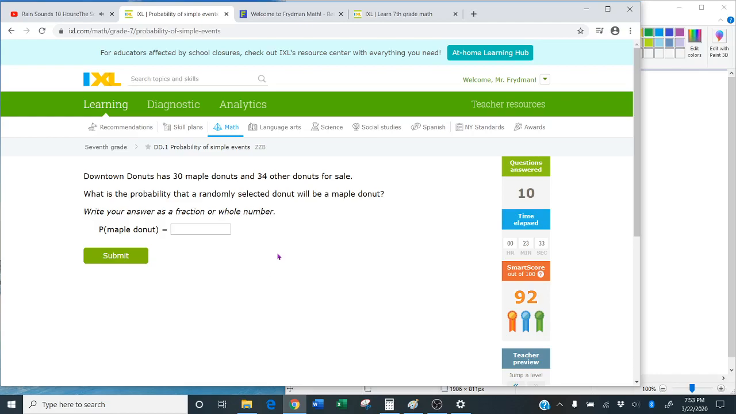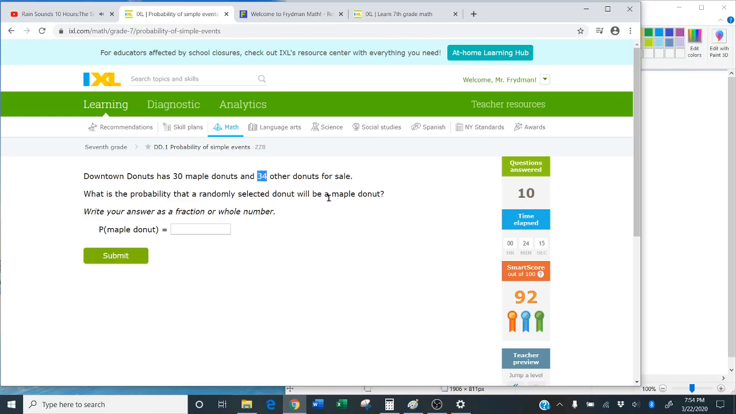So again, you have to be careful. Sometimes we need to add these numbers up, and sometimes we don't. How do you know whether you should add them up or not? Well, I'm sorry to tell you, you have to actually read the question. So this says that Downtown Donuts has 30 maple donuts and 34 other donuts for sale. So are the 30 maple donuts already included in the 34 donuts? No, it is not.